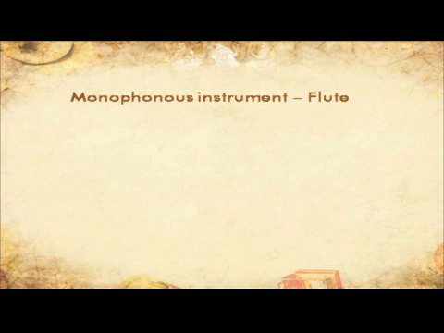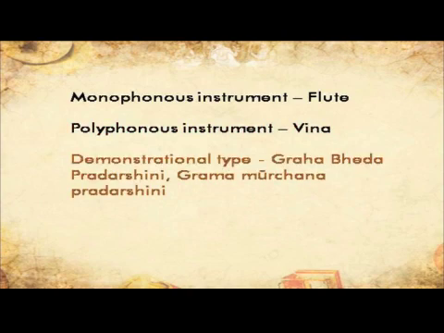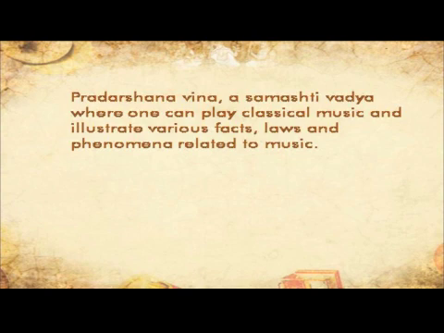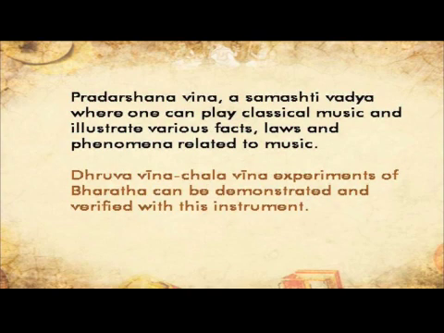There are monophonous instruments like the flute and polyphonous instruments like the veena. There are also the demonstrational instruments like the Grihabeda Pradarshini and Grama Murchana Pradarshini, and concert instruments like the veena and the nagaswaram. In addition, there is the Pradarshana veena, a samastivadya, wherein one can play classical music and also illustrate the various facts, laws, and phenomena relating to music. The truth relating to the Dhruva Veena Chala Veena experiment, described by Bharata in his Natya Shastra, can be demonstrated and verified with this instrument.